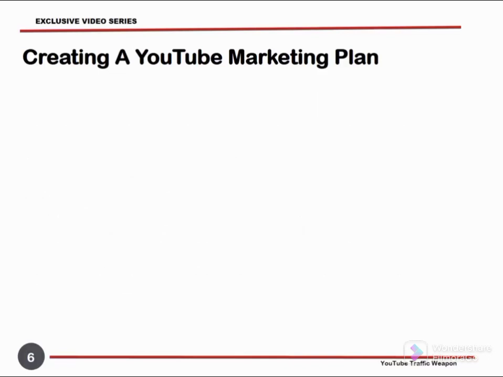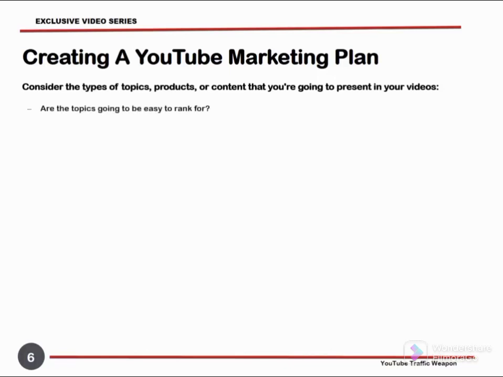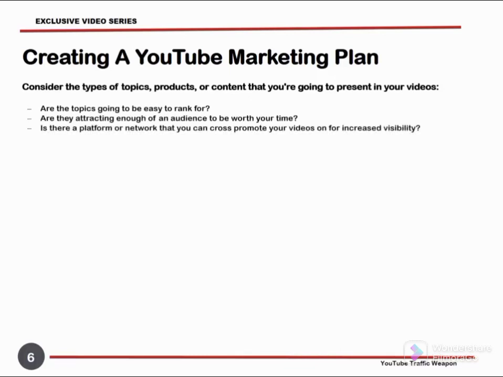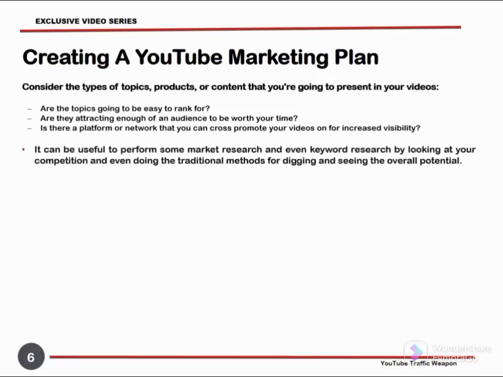More importantly, consider the types of topics, products, or content that you're going to present in your videos. Are the topics going to be easy to rank for? Are they attracting enough of an audience to be worth your time? Is there a platform or network that you can cross-promote your videos and media on for increased visibility and potential? For these factors, it can be useful to perform some market research and even keyword research by looking at your competition and even doing the traditional methods for digging and seeing the overall potential.